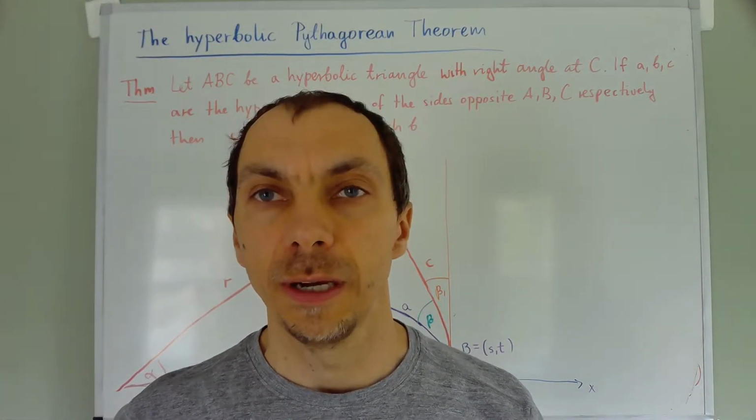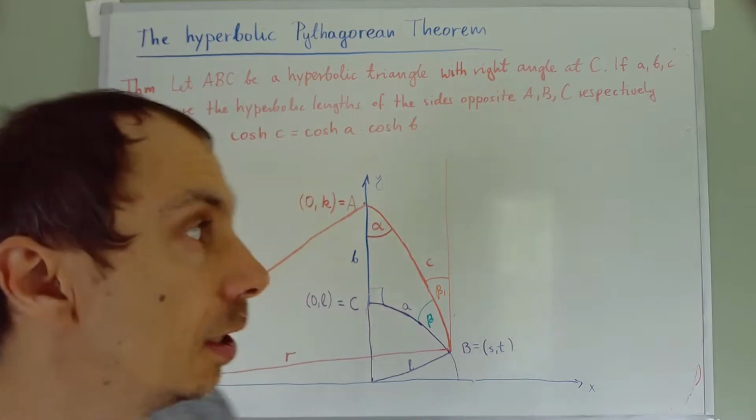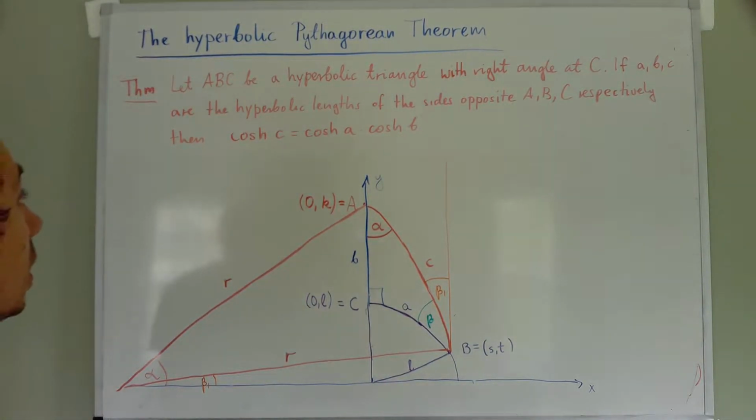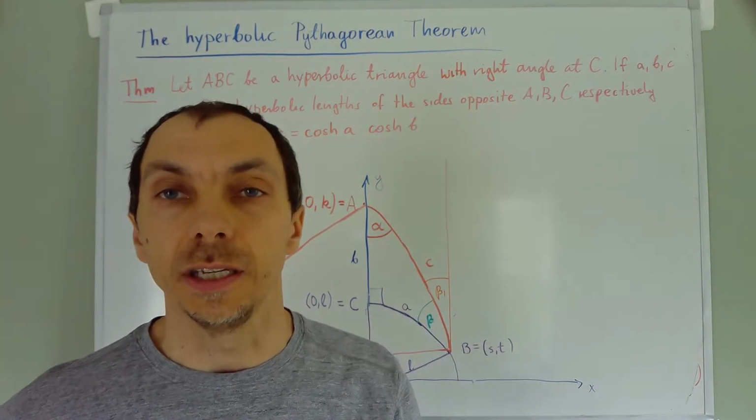So finally, let's talk about the hyperbolic Pythagorean theorem. So here's a statement. Let ABC be a hyperbolic triangle with a right angle at the vertex C.